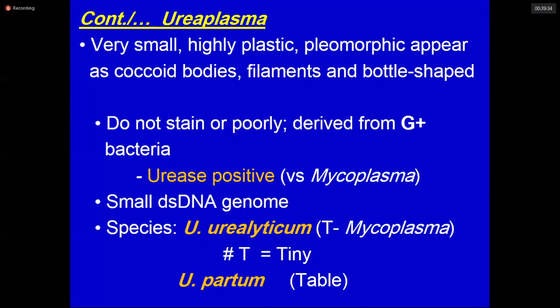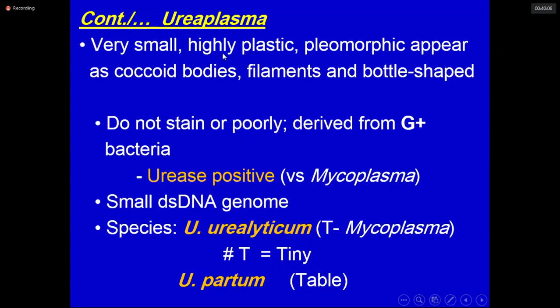How do we differentiate between Ureaplasma and Mycoplasma? Ureaplasma are urease positive, while Mycoplasma are urease negative. This is a very important point. You should concentrate on it. Ureaplasma, urease positive. Mycoplasma, urease negative. This bacteria has a small double-stranded DNA genome.